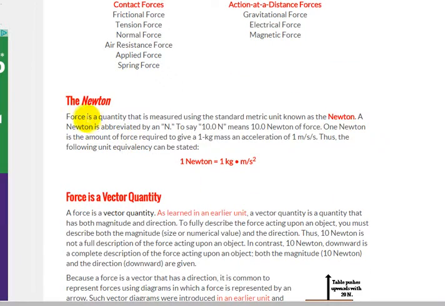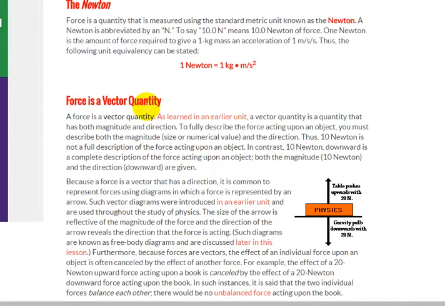Force is a quantity that is measured using the standard metric unit known as the Newton. It's abbreviated as a big N. To say 10.0 N means 10.0 newtons of force, or if you take physics later on, a Newton is the amount of force required to give a 1 kilogram mass an acceleration of 1 meter per second squared. And force is a vector quantity. It has a size and a direction.